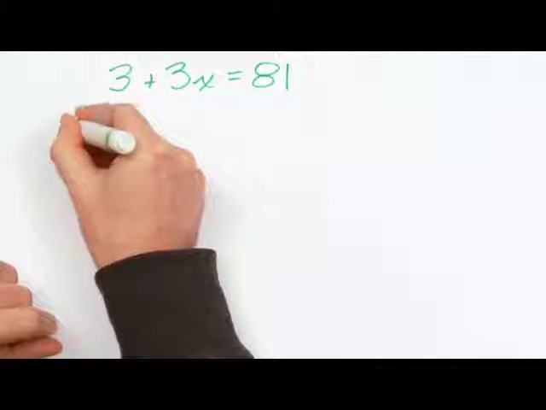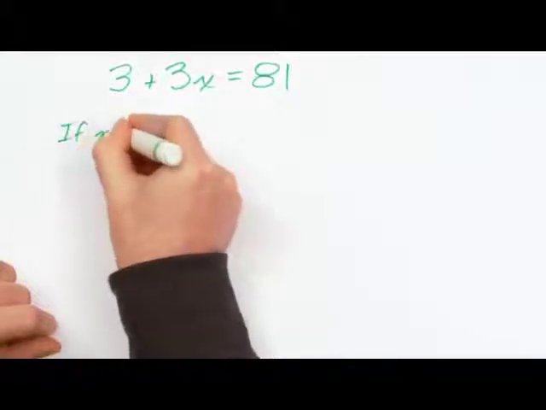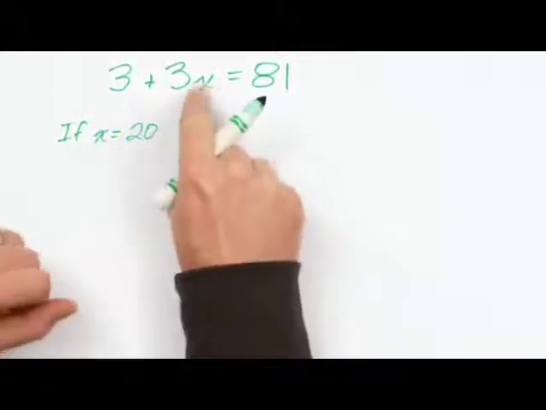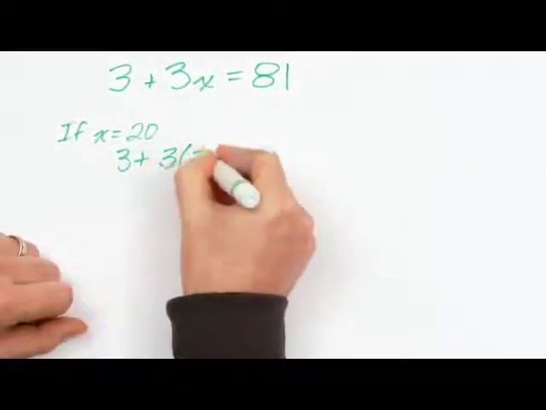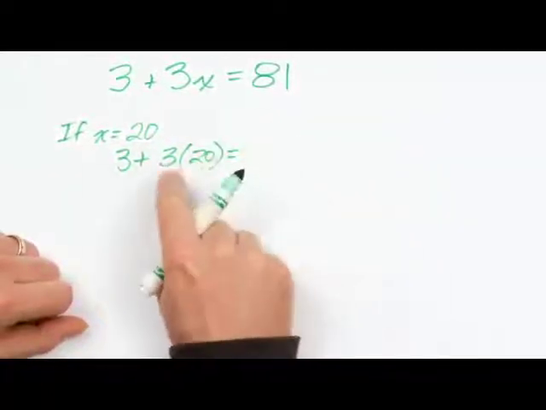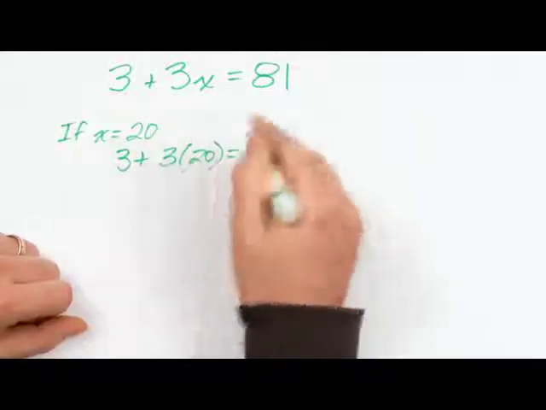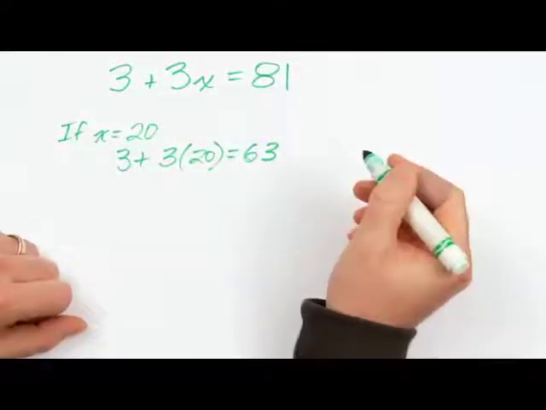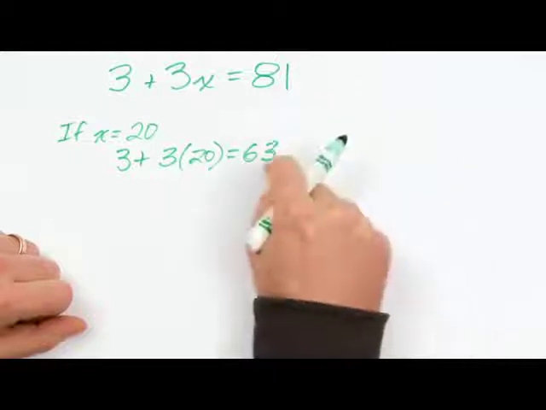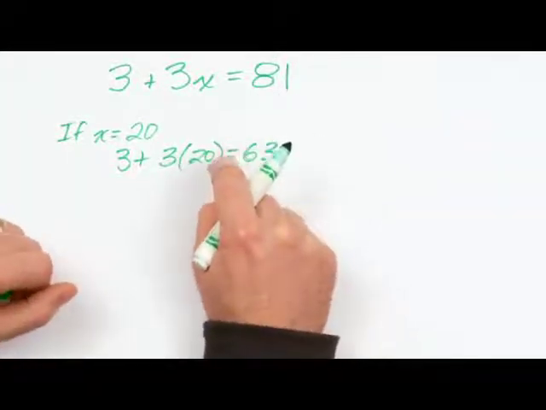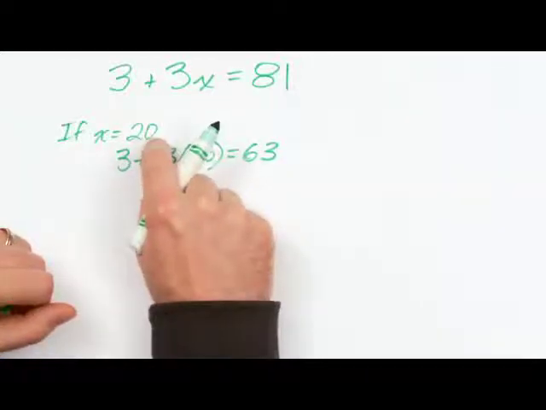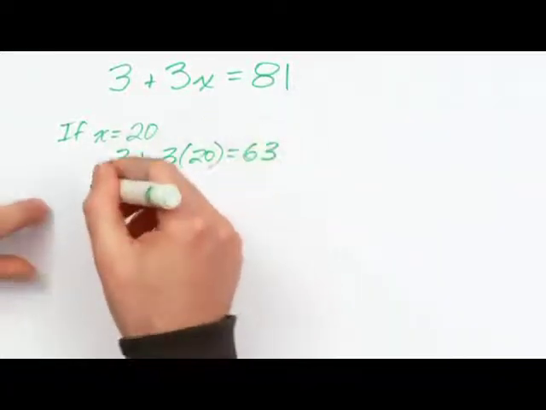Let's try. So if x was 20, well, then I'd have 3 plus 3 times 20, and that's equal to 3 times 20, 63. All right, 63, that's not 81. It's lower. So if 63 is lower, I need to think x has to be bigger than 20. Let's try a bigger number.